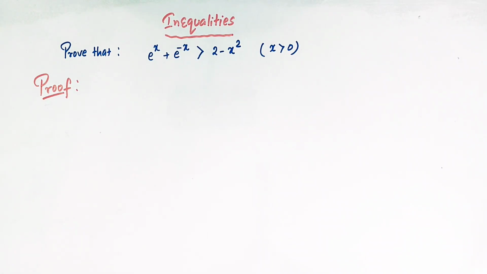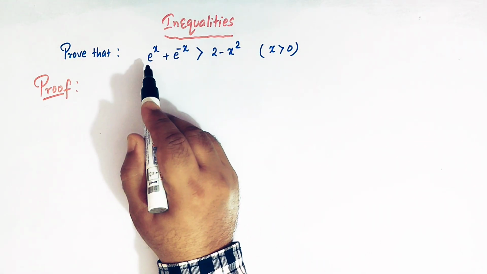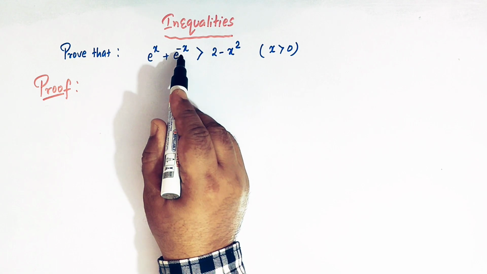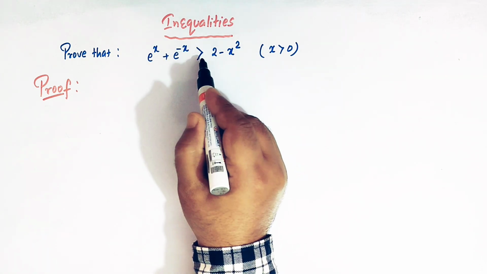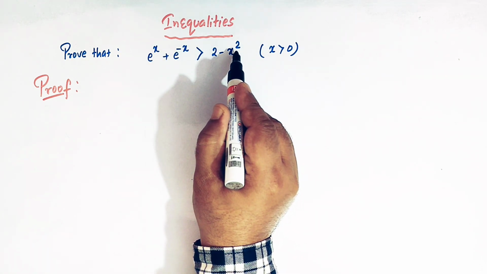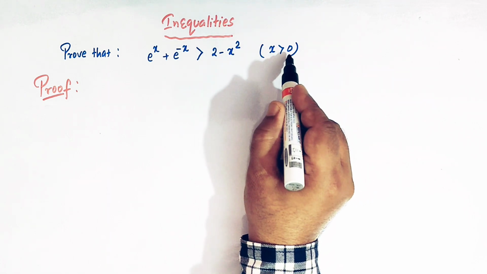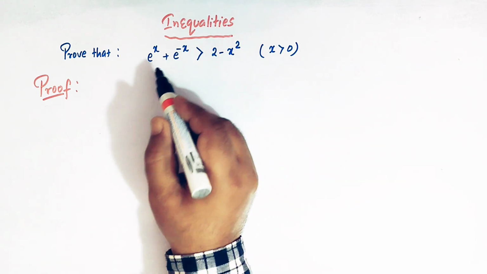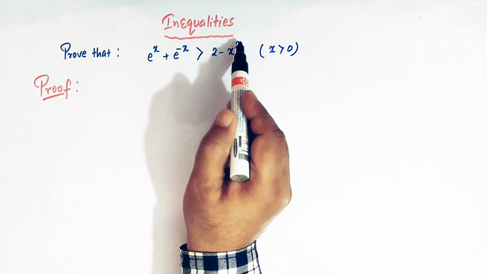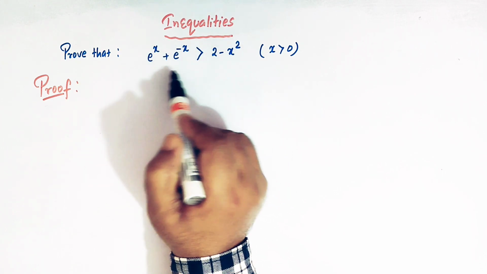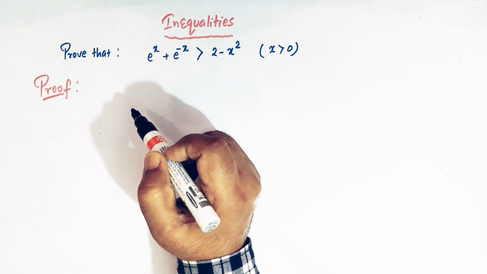Hello viewers, in today's class we are going to discuss a very important and interesting inequality. Here we have to prove this inequality: e^x + e^(-x) is greater than 2 - x² for x greater than 0. So here we'll see how to prove this important inequality.